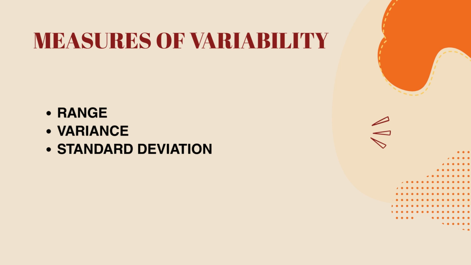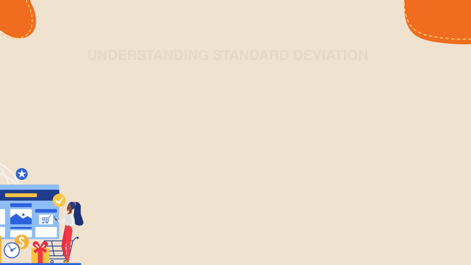Measures of variability. Variability shows how spread out the data is. Common measures include range, variance, and standard deviation. These help us understand whether data points are clustered closely or widely dispersed.